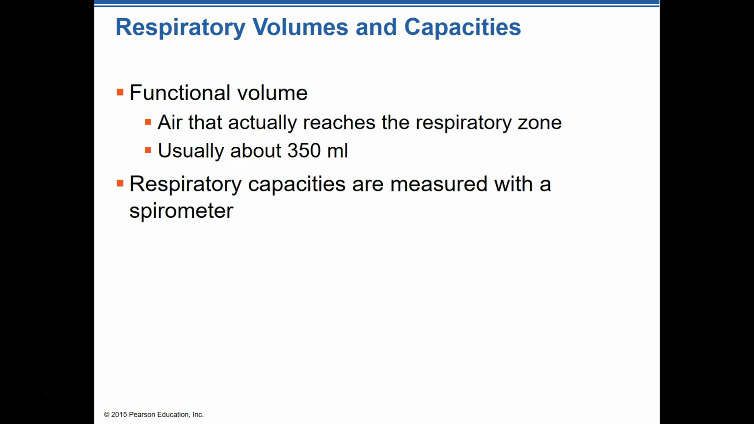Functional volume, of course, is the air that actually reaches the respiratory zone, that reaches the alveoli. Remember, on average, it's about 500 milliliters, the tidal volume that we take into our lungs. What actually reaches the alveoli is about 350 milliliters of that air. Now, this is going to change with stress and different kinds of things like anxiety. That's going to cause us to want to breathe faster, heavier, or larger amounts. It's going to change all that.